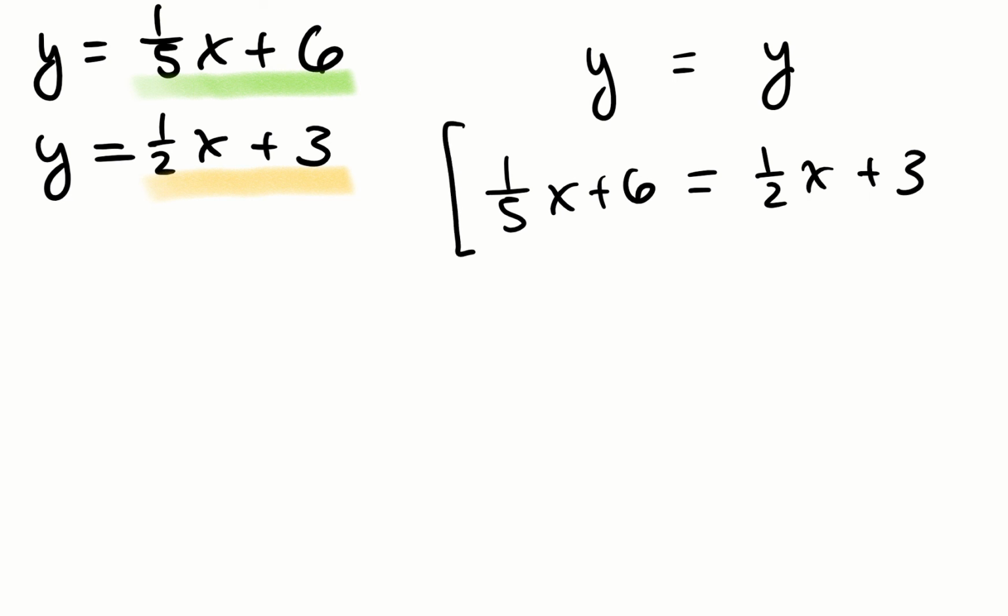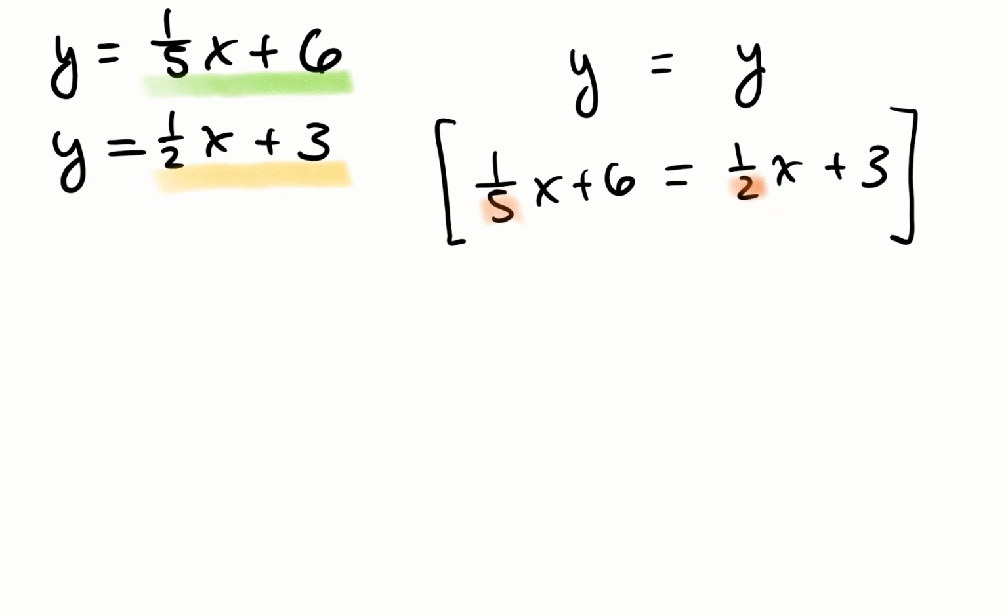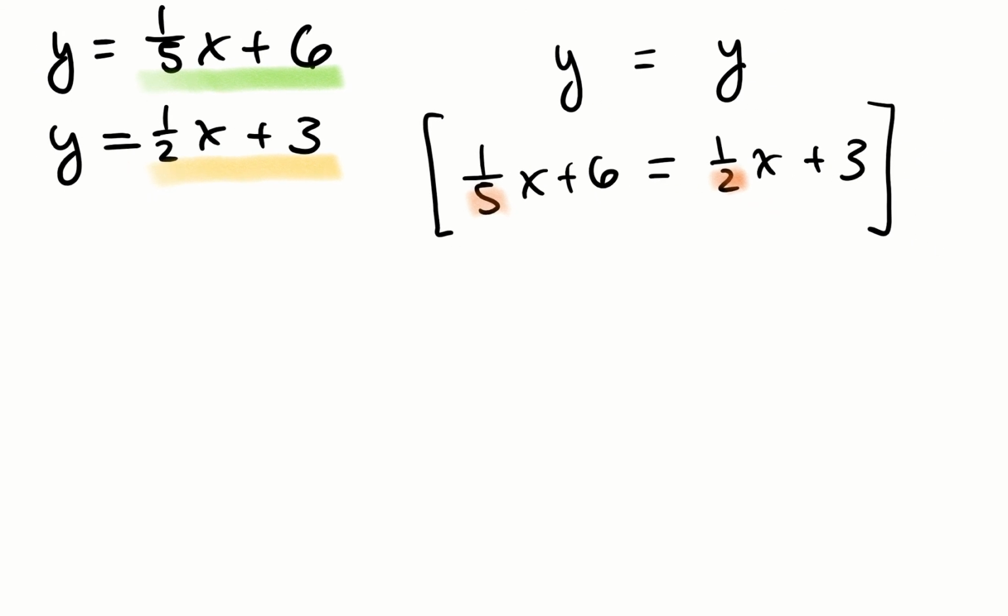Now I have two denominators, right? I have a denominator of 5 and a denominator of 2. So I'm going to multiply this equation through by 5 times 2, or 10. Every single term is going to get hit with a factor of 10. When I multiply 10 times 1/5, that's 10 divided by 5, which becomes 2x.